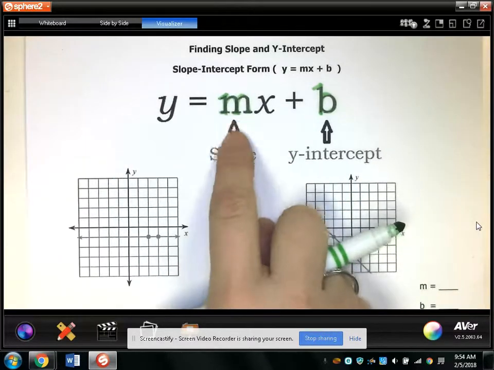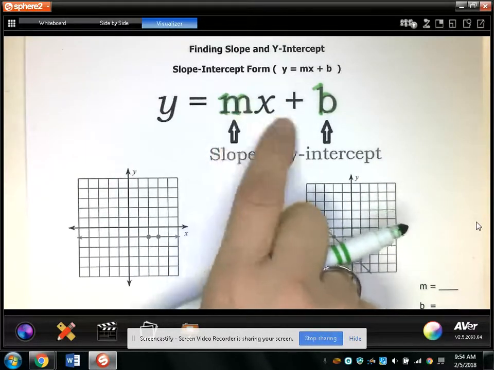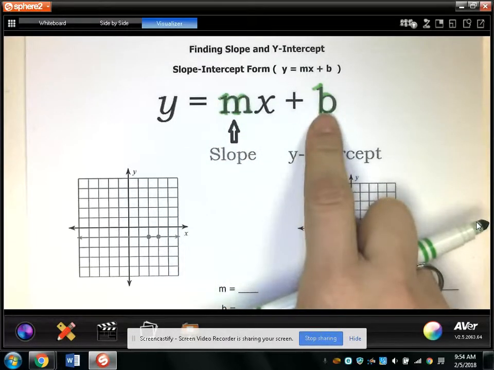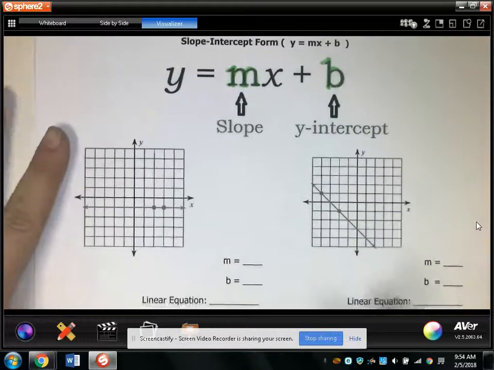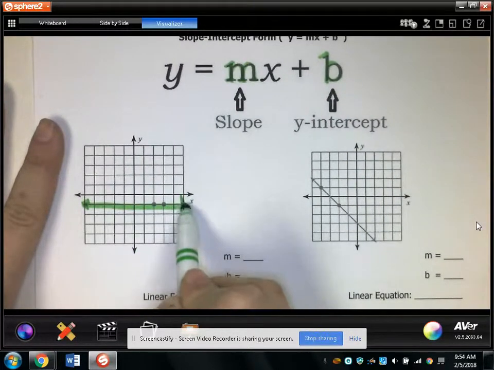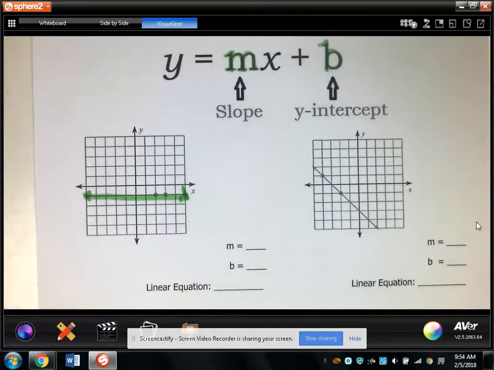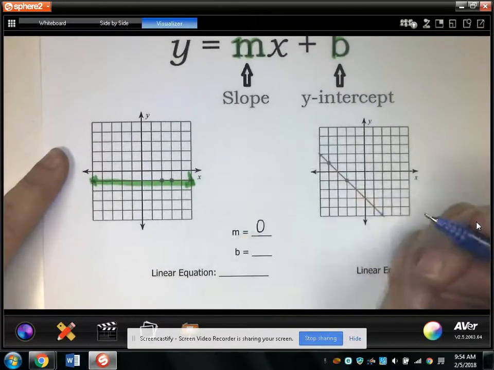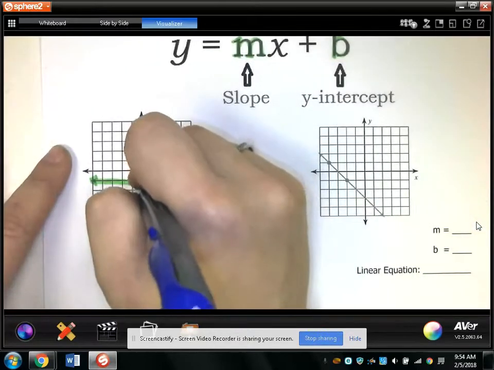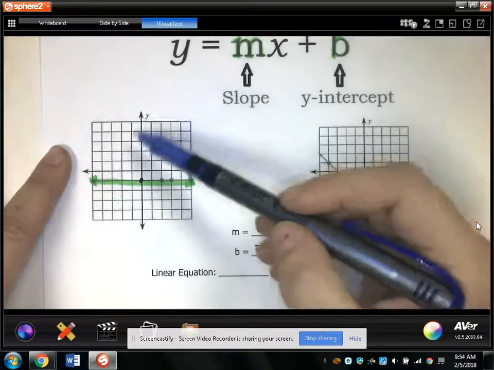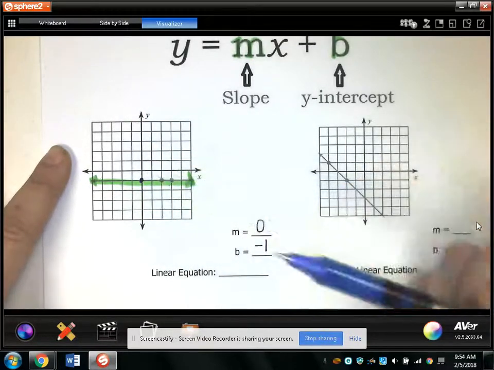In other words, where does it intersect the y-axis? And then you plug in the slope here as the coefficient of the x, and you plug in the y-intercept here as the constant. So for example, let's look at this graph. I'm just going to outline the line here. The slope here, because it's a completely horizontal line, is 0. And the y-intercept is -1 because it intersects the y-axis at (0, -1).